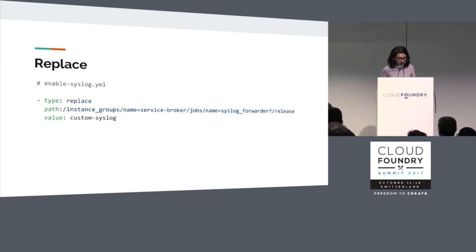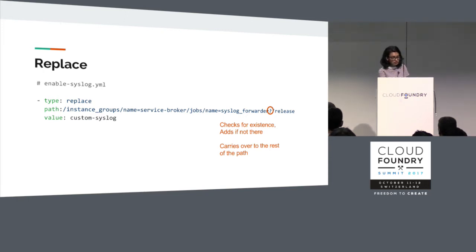One other syntax that I wanted to go over for this is the question mark syntax. If for some reason I wasn't sure whether the syslog forwarder job had already been a part of the manifest or not, I could use this question mark to say, hey Bosh, check for the existence of that job, and if it's not there, add it. What's nice about this question mark is that it carries over to the rest of the path, so I don't have to sprinkle in question marks throughout the entire path if there was more going on beyond release. It'll just continue to add it, and it serves well for situations like this. If I wanted to one-off use my own custom syslog release, I could go in and just change that value. And this could be a standalone ops file in itself or a part of the enable syslog ops file.